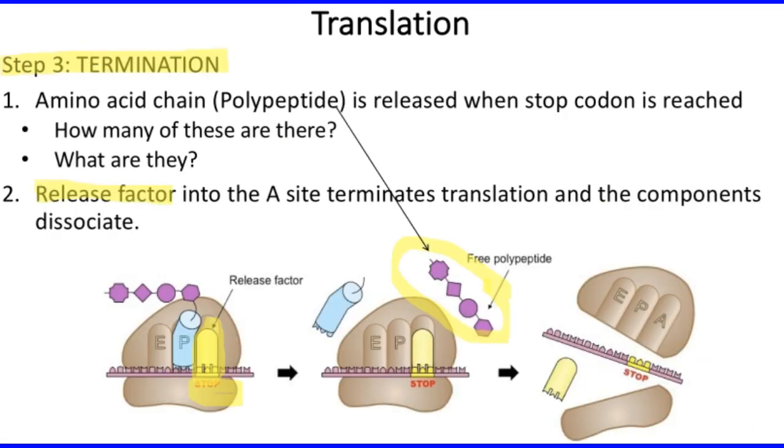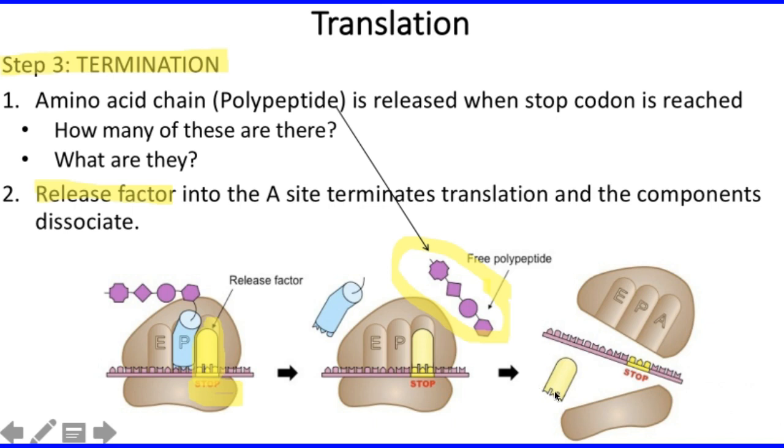This is going to be the termination step right here. An amino acid chain, aka what's known as a polypeptide, is finally released when a stop codon is reached. So there's going to be, let's say for example right here, a stop codon. You can read it right here. It's coding for stop. So then what happens is a release factor right here comes and attaches into the arrival site. It terminates translation completely, and the components can now just break apart and break off, because we really don't need these ribosomes right here anymore.